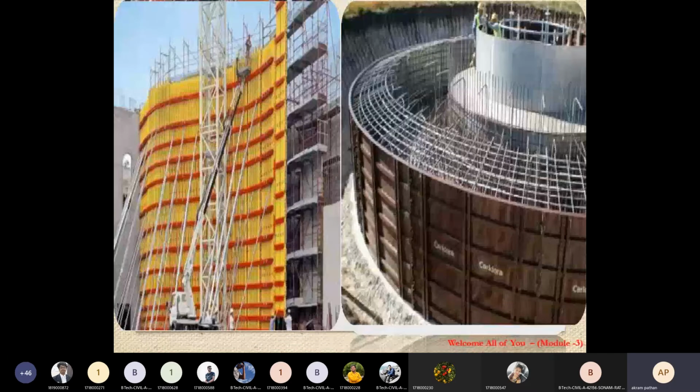Look at these photographs. If you see here, this is a circular portion, a huge type of construction. This is the steel formwork. Look here also: this is a curved portion, and there are certain inclined portions as well. So we can use this type of steel formwork for any type of elevation. This is the advantage regarding steel formwork.